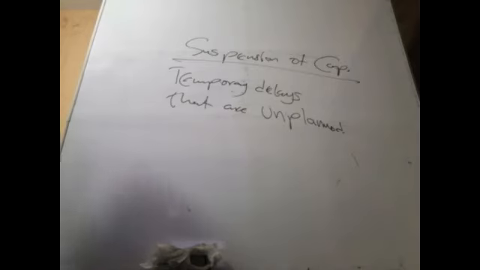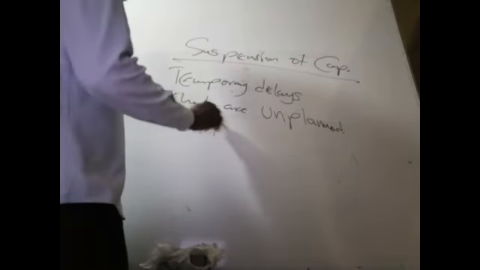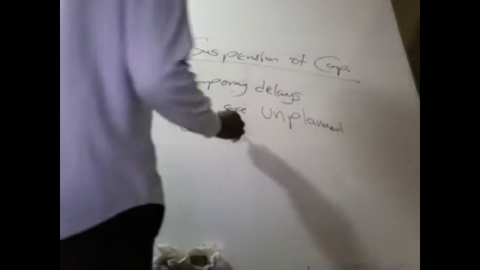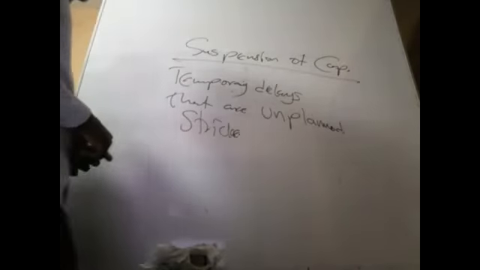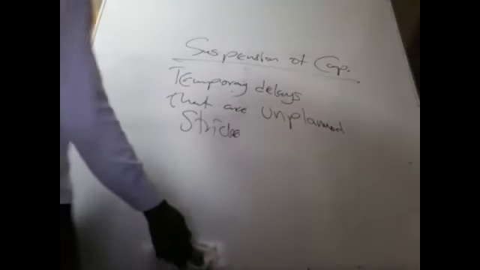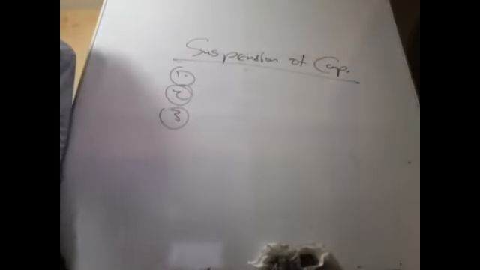So let me give a practical example. Examples include strike, employee strike action. Then we can also talk about shortage of raw material. All these are unplanned. So number one, strike. Number two, shortage of raw material. Number three, catastrophe.